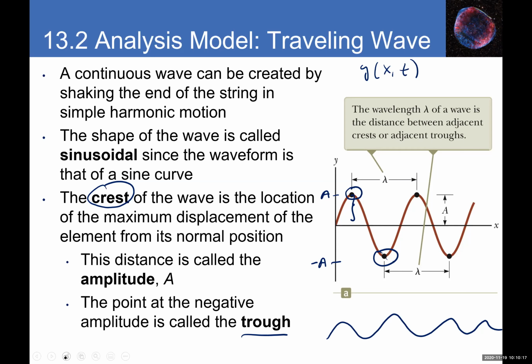Normal, we basically assume, if it was a string, was something like that. And then when you start oscillating, it goes up and down. When it goes up and reaches maximum displacement, it's a crest. Down, then it's a trough. Remember one thing, A itself, the amplitude, is always a positive quantity. That's why I put A as plus A or minus A, indicating if it's a crest or a trough.